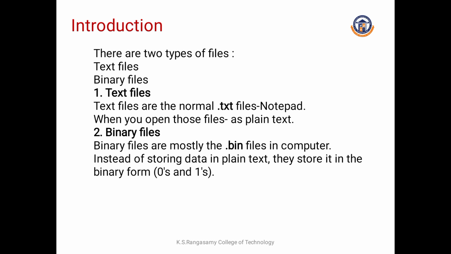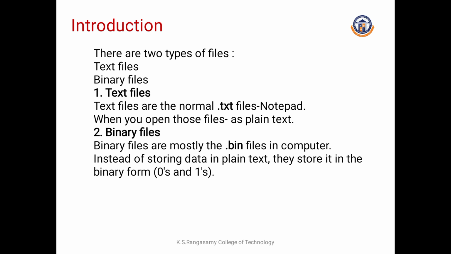The second one is the binary file, which has the extension .bin. Instead of storing plain text, it will store the data in binary format. Binaries are generally zeros and ones, so the zeros and ones will be stored. Supposing in a text file we are storing the character a, which has the ASCII value of 92, that 92 is a decimal number. That number will be converted into binary, ones and zeros.